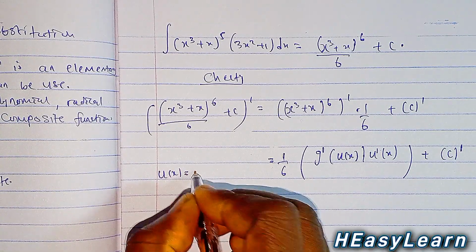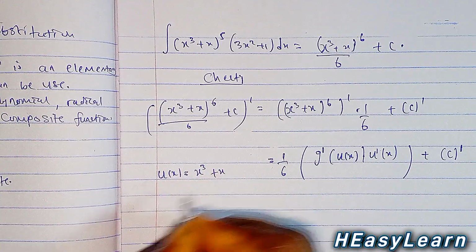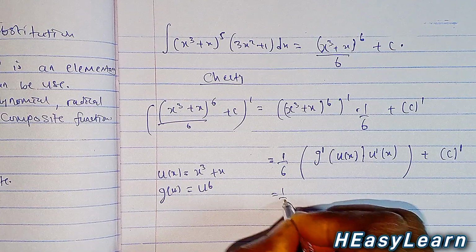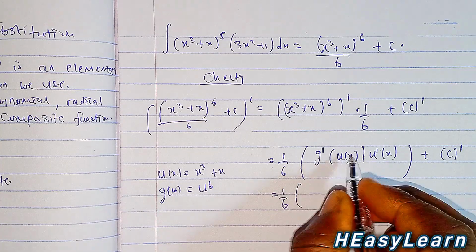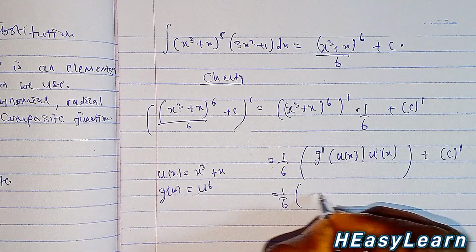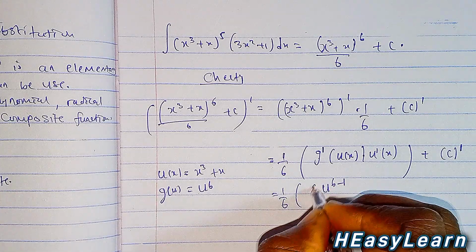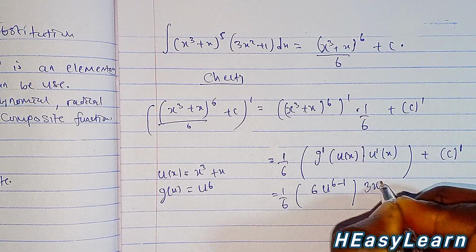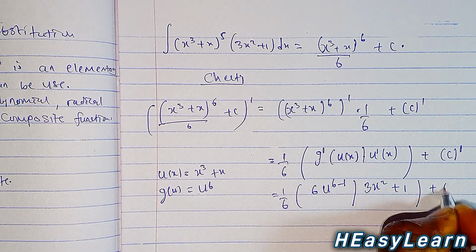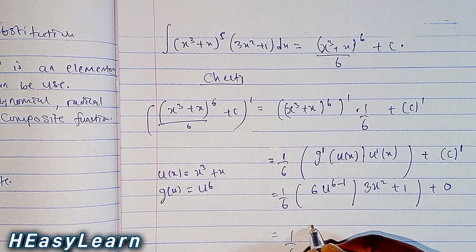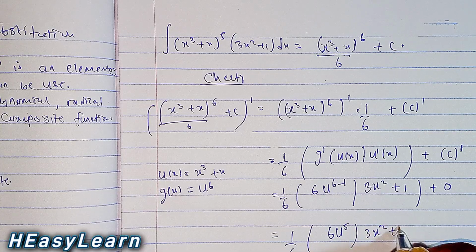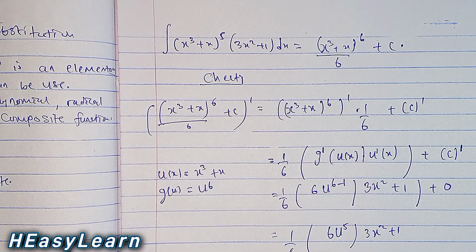u of x is equal to the inside of the composite function. g of u is equal to u to the power of 6, so this is the same thing as 1 over 6. For g of u to the power of 6, reduce the power and multiply by the power, multiplied by the derivative of u, 3x squared plus 1. The constant is equal to 0. So 1 over 6 times 6 times u to the power of 5 times 3x squared plus 1, the same thing as the 6 will go away with this. What is u from above?